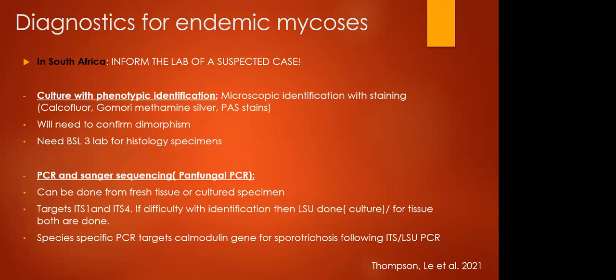And here they target specific ribosomal areas, so the ITS1 and ITS4. And if you have difficulty identifying those two regions, then another region is looked at, which is called the LSU. And this is often done for cultured isolates. But if it's a tissue that has been sent for diagnostics, then all three targeted areas are looked at. You do have species-specific PCR targets. So for example, with sporotrichosis, they try and identify the calmodulin gene, which is specific to Sporothrix. And this is after they've done the ITS and LSU PCRs.